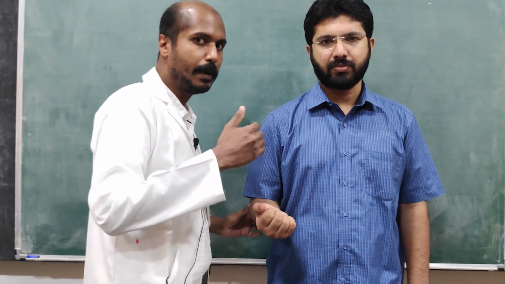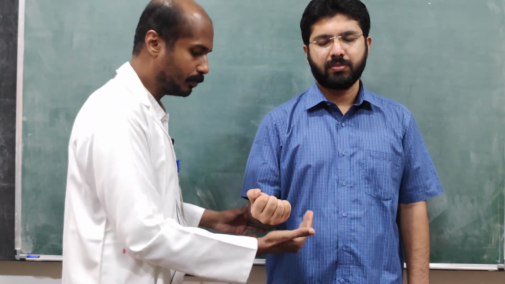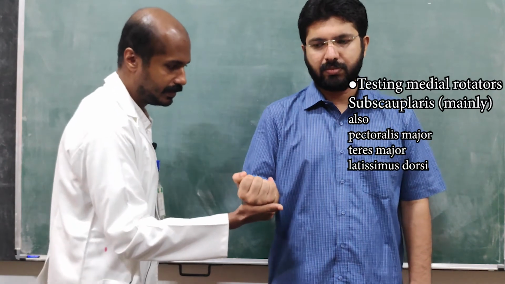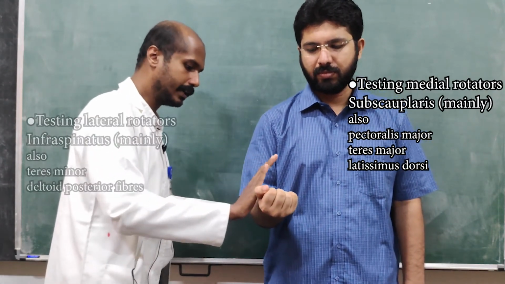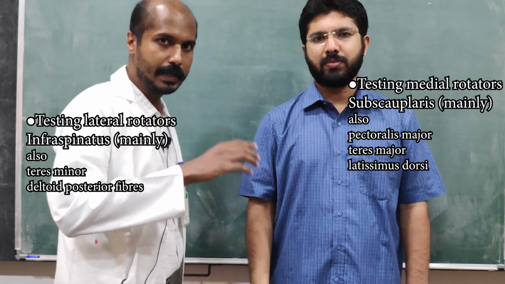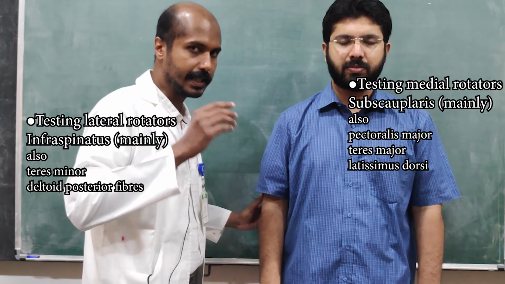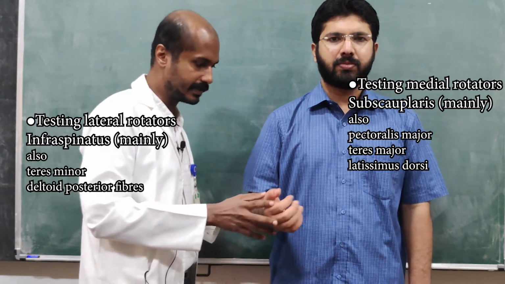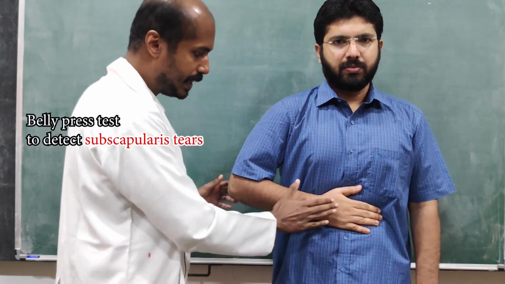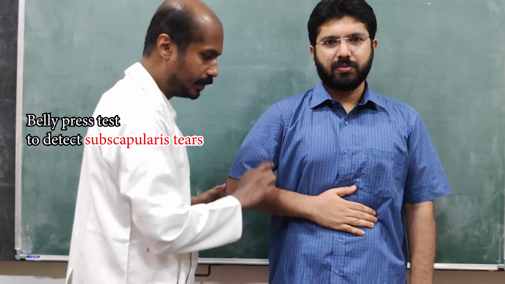Now I can test the power of medial and lateral rotators by giving resistance against this movement. Can you do medial rotation once more against my resistance? Yes, good, thank you. Can you do lateral rotation once more? Yes, thank you. So that is medial and lateral rotation power testing. You can also do medial rotation testing by two named tests. The first test is called the belly press test. When you do a belly press action, you are actually doing a medial rotation of the humerus.